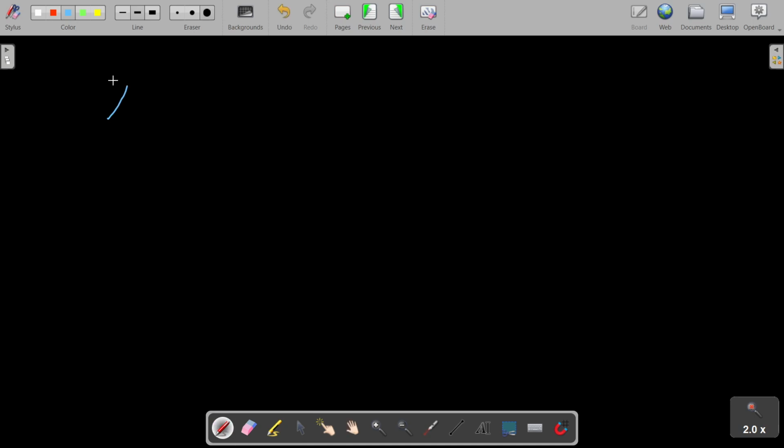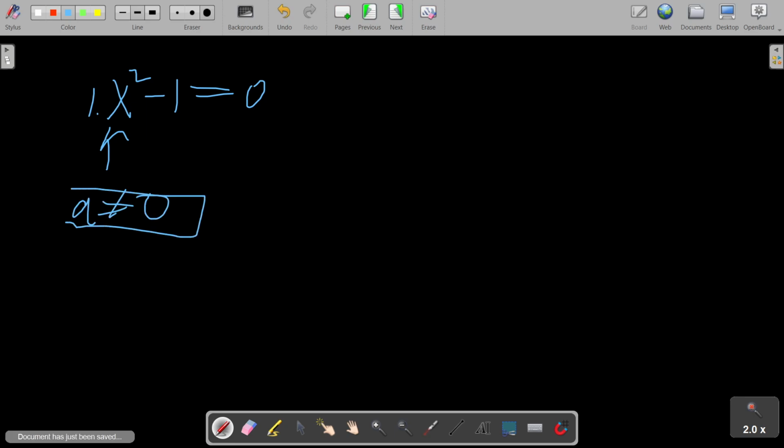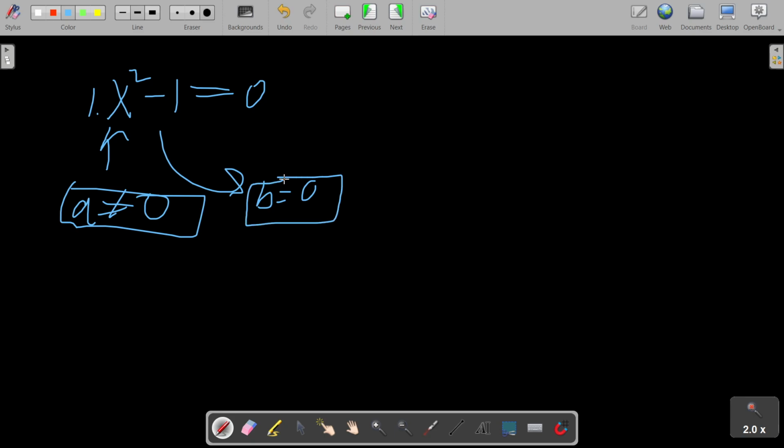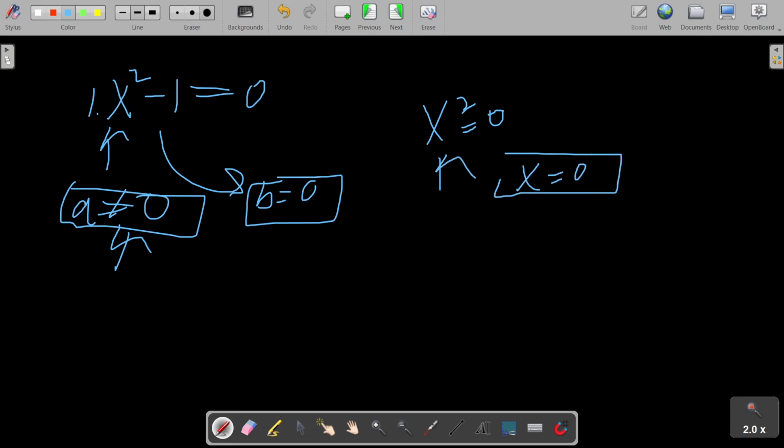So let's say I take x² − 1 = 0. This is a quadratic equation. We can see that a is not equal to 0 in this case, and here b is 0. It doesn't matter whether b is 0 or c is 0. a should not be 0. It is a must condition that a should not be equal to 0. Anything else can be 0. x² = 0 is also a quadratic equation. In this case, x = 0 satisfies this equation, so x = 0 is the root of this equation.